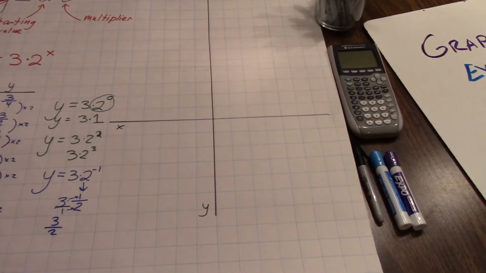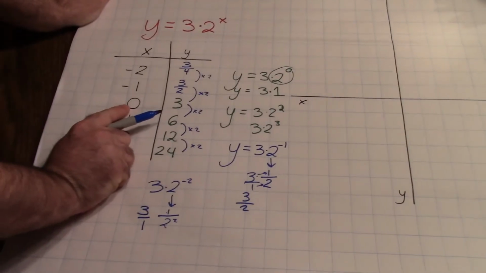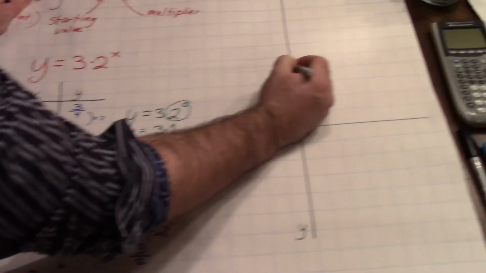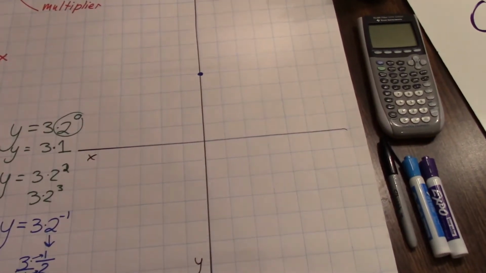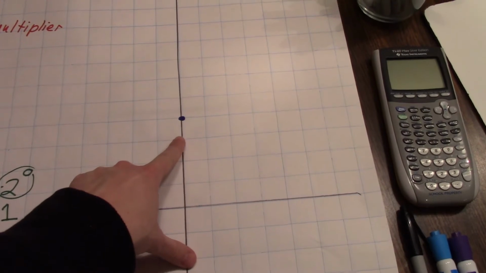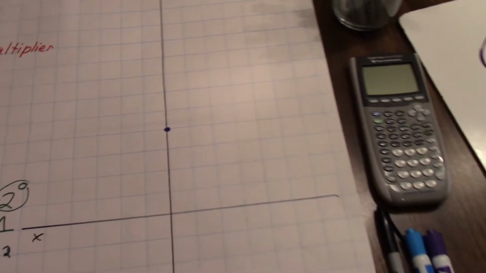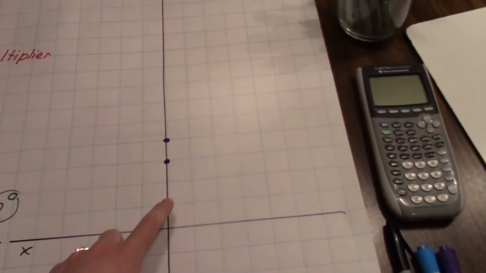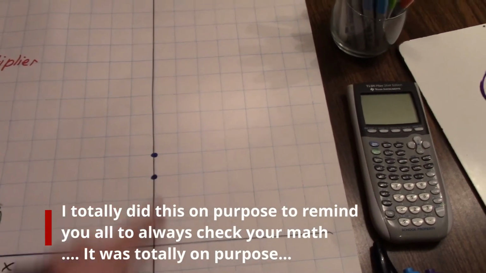So let's go ahead and plot these. Again, I like to start at the 0. So when X is 0, that's always going to be your Y-intercept. So I'm going to have a point right here. 1, 2, 3. Alright, we're going to try that again. This is your point right here. Thanks for catching my error. 1, 2, 3. There we go, we got it.